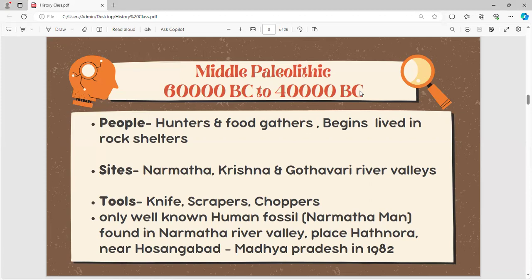In the Narmada River Valley, at a place called Hathnora near Hosangabad district, Madhya Pradesh, in the year 1982. This is the only Middle Paleolithic evidence, and it is also a well-known human fossil. I think it's the only human fossil from that period. So that is also called Narmada Man. It is the evidence of the Middle Paleolithic period, found in 1982 in Hathnora, Hosangabad district, Madhya Pradesh.